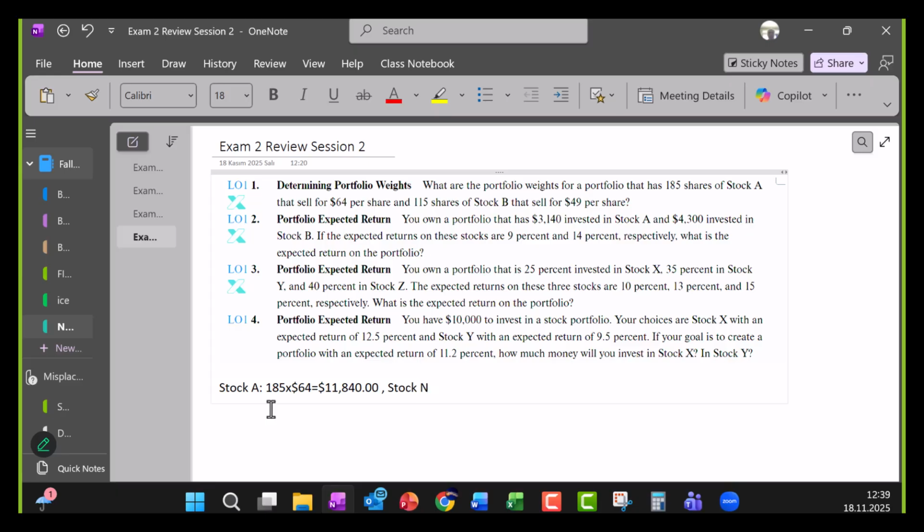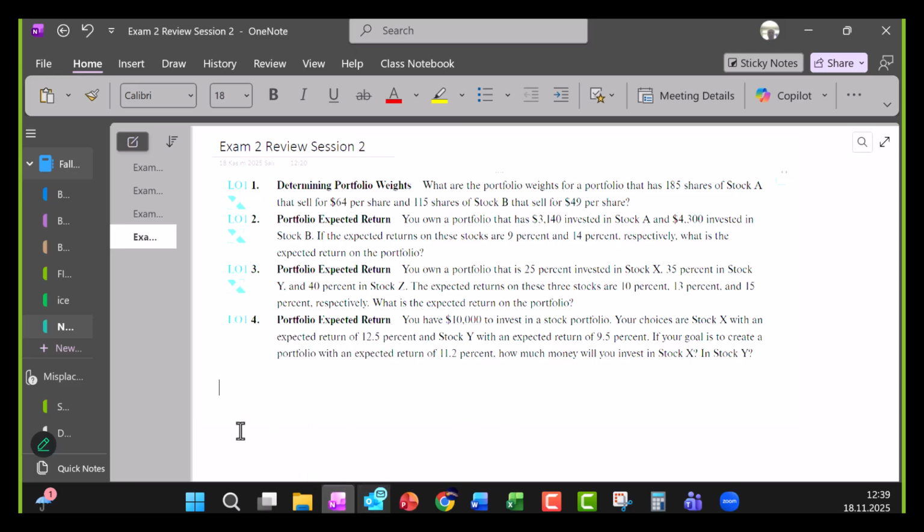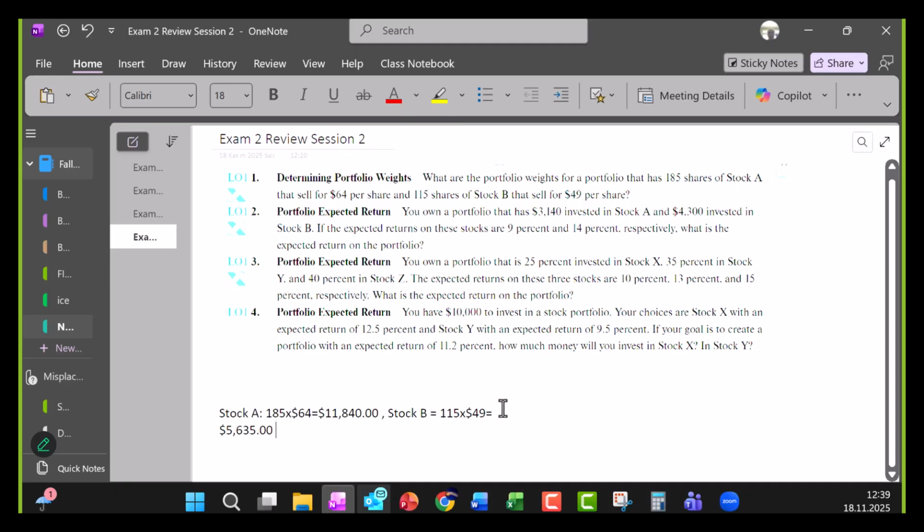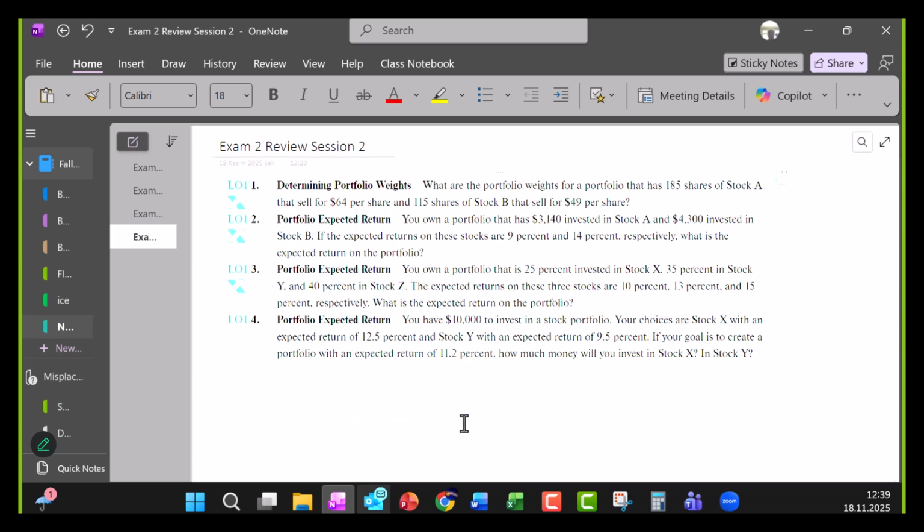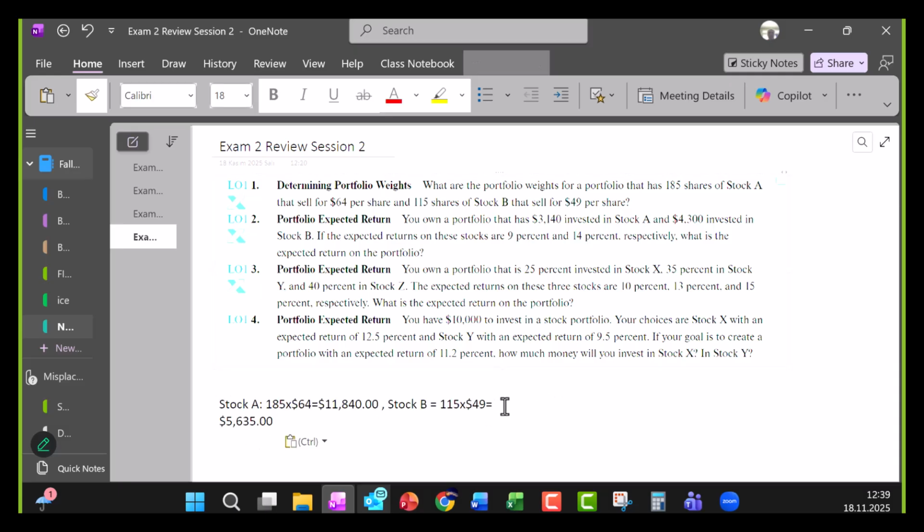Stock B, 115 shares times 49. I don't know why it went there. No, for some reason it does that.